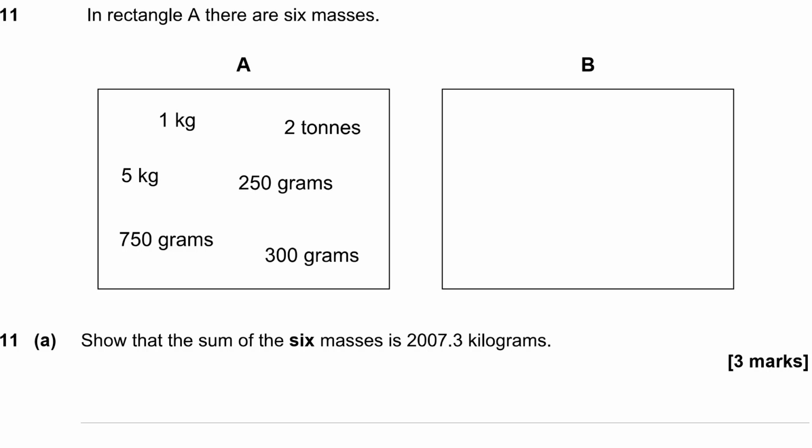Okay, so what have we got? We've got 1 kg and 5 kg. They're all fine. 2 tons is the same thing. A ton is 1,000 kilograms. So 2 tons is going to be 2,000 kilograms. 250 grams, that is 0.25 kilograms. 300 grams is 0.3, and 750 grams is 0.75 because there are 1,000 grams in a kilogram.